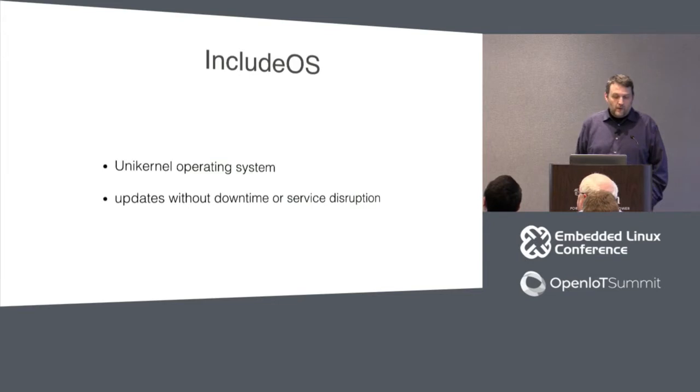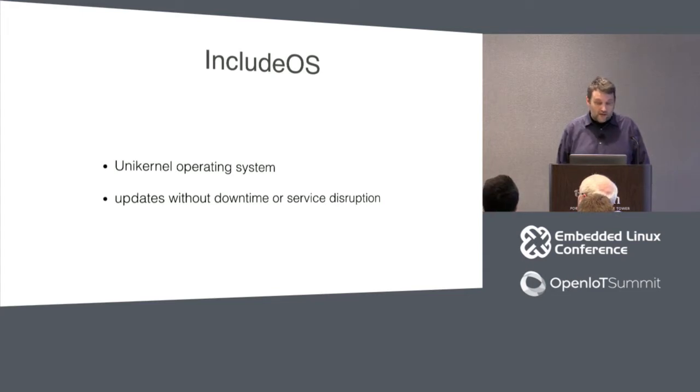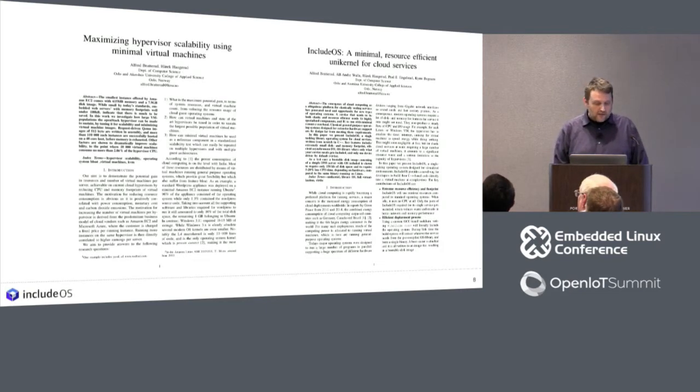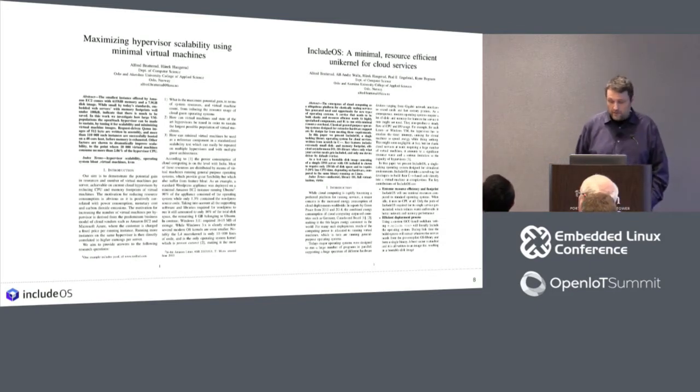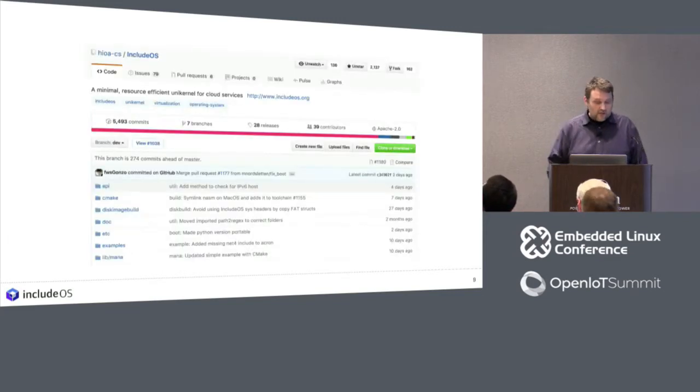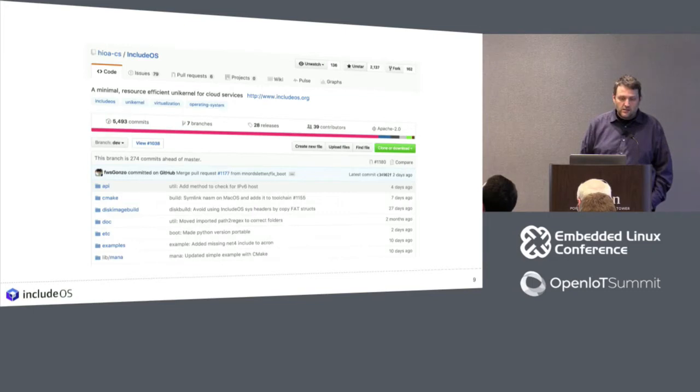So I'm from a project called IncludeOS. We are making a unikernel operating system, and we actually provide updates without downtime or service disruption. IncludeOS started as a research project. It was done by a person called Alfred Bratterud from Norway and a team of researchers. These are some publications that have been published. The project is open source, Apache licensed.